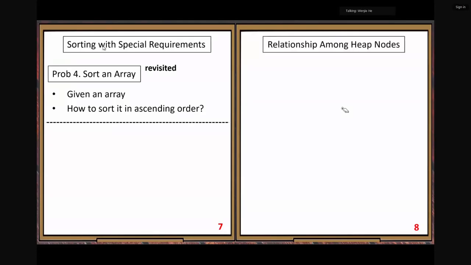Relationship among heap nodes. Remember, we need to find a way to represent parent-child relationship in a heap. And we do not want to use linked lists. We want to use some simple way, no concrete links, because that could be very complicated. So we want to avoid the complexity of the concrete links.